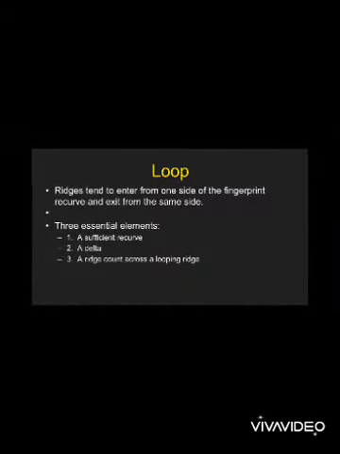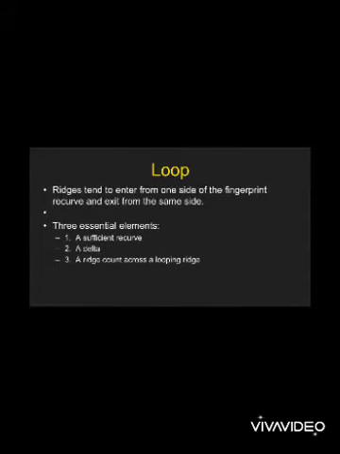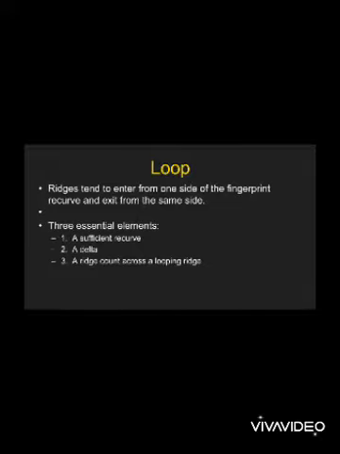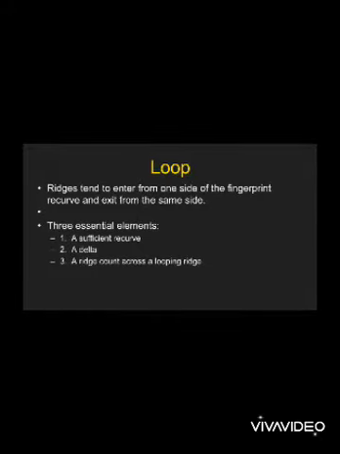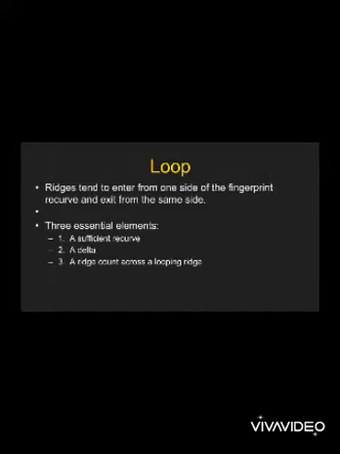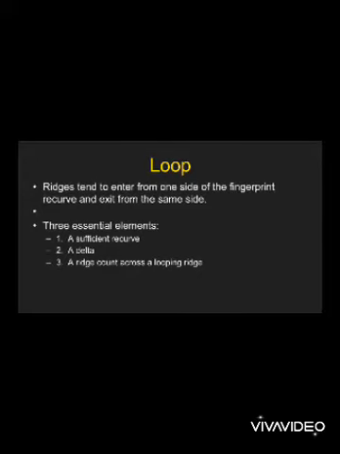There are three essential elements of a loop. These three elements must be present in order for it to be called a loop. So first is a sufficient recurve. A sufficient recurve may be defined as that part of a recurving ridge between the shoulder of a loop.